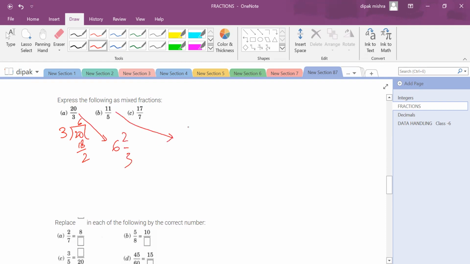Next question, 11 over 5. So we divide 11 by 5. So 5 twos are 10. 1 is the remainder. So 2 and 1 over 5 is our answer.